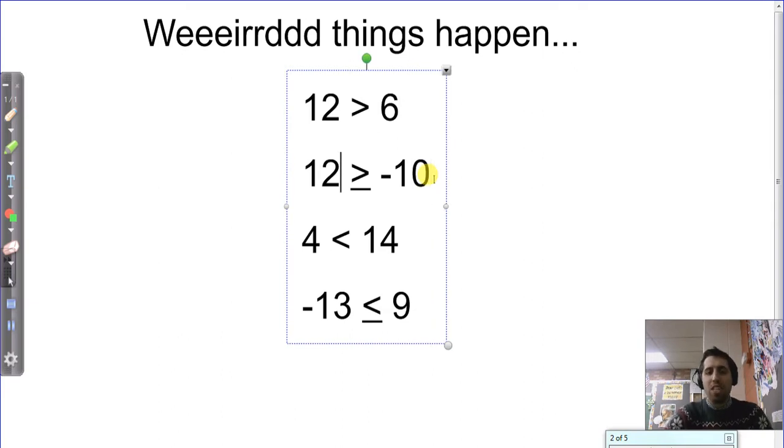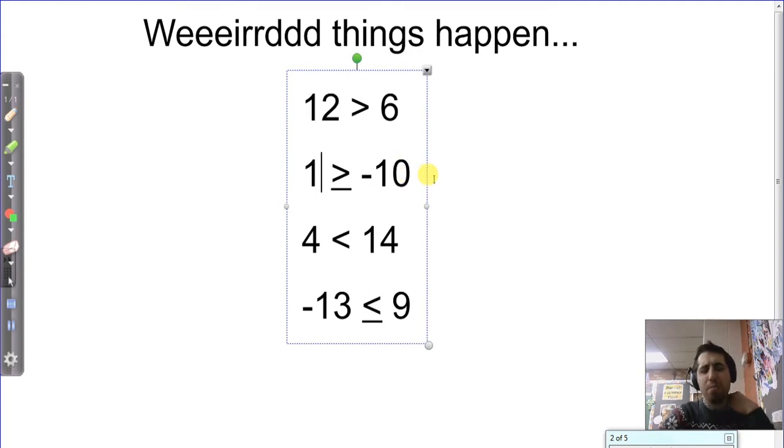Now, let's think about this one. Let's think about division. What if I divide both sides by the same positive number? What if I divide both these by 2? Well, we get 6, and if I divide negative 10 by 2, I get negative 5. Is 6 greater than or equal to negative 5? Yes, still all good.